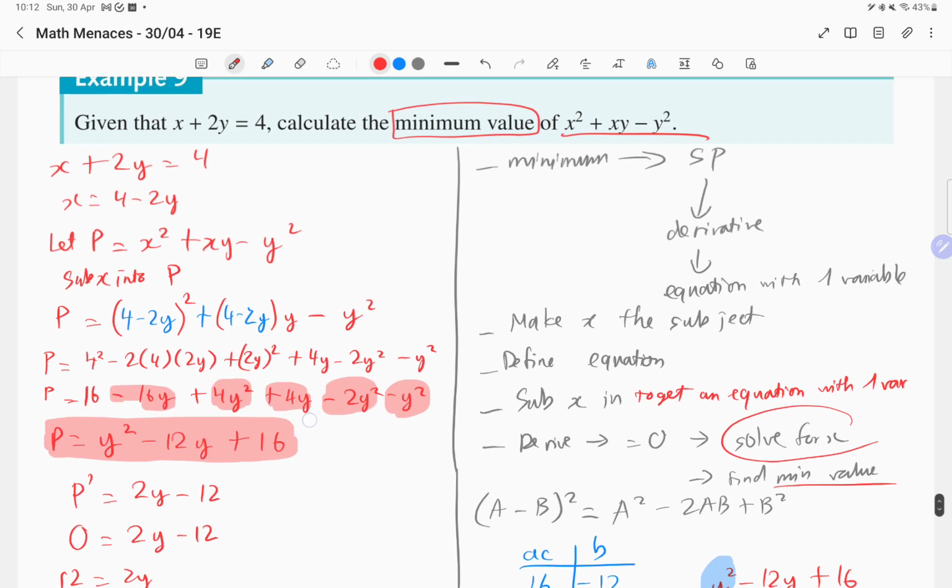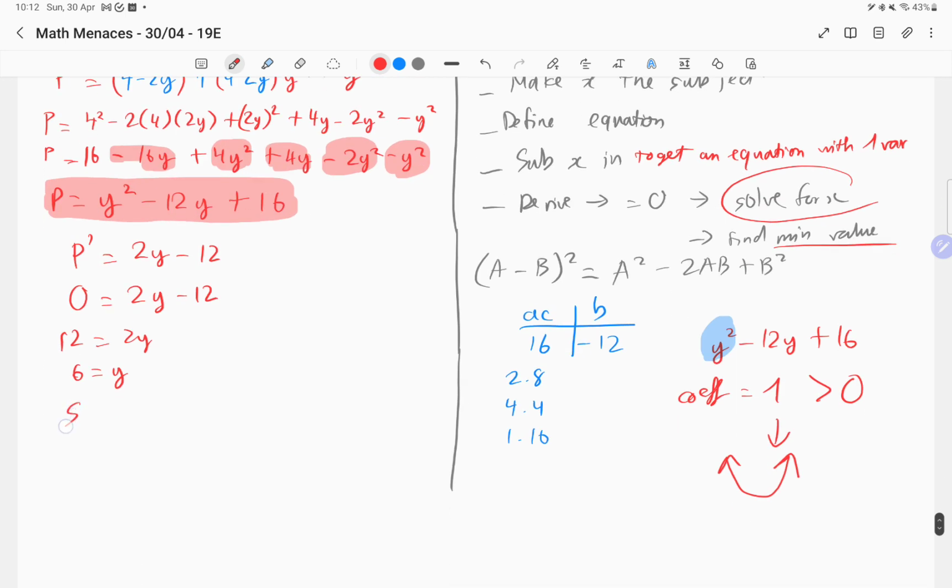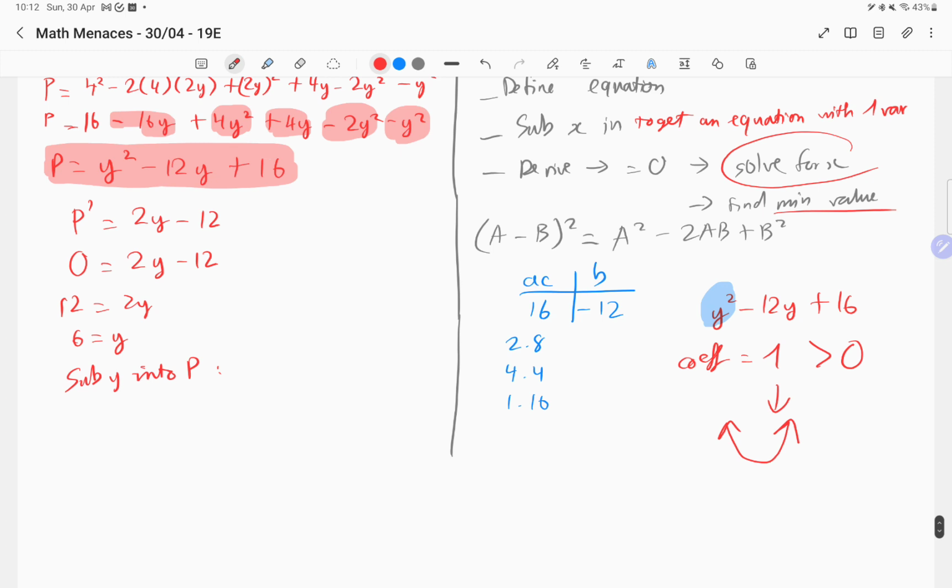No, that's not the final answer. They ask you for the minimum value. So you sub y into the p equation again. Note that I'm giving you guys equations that look strange, like p of y instead of y and x.